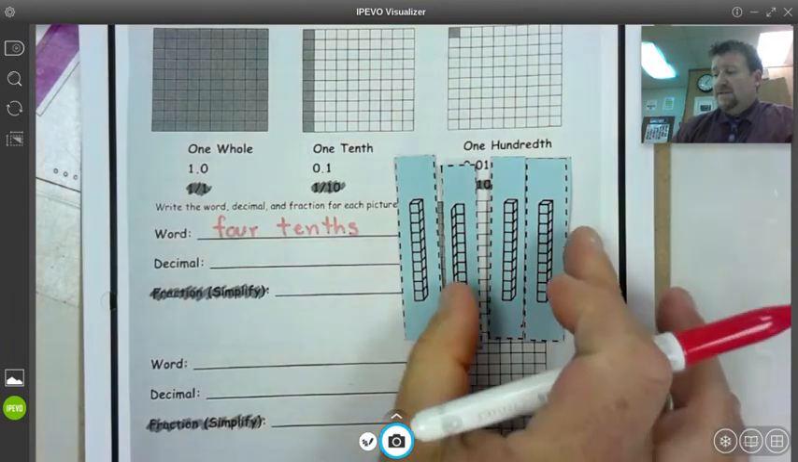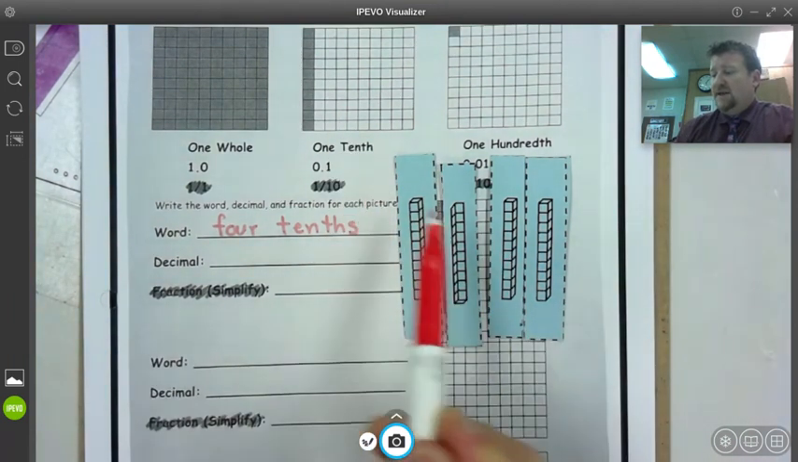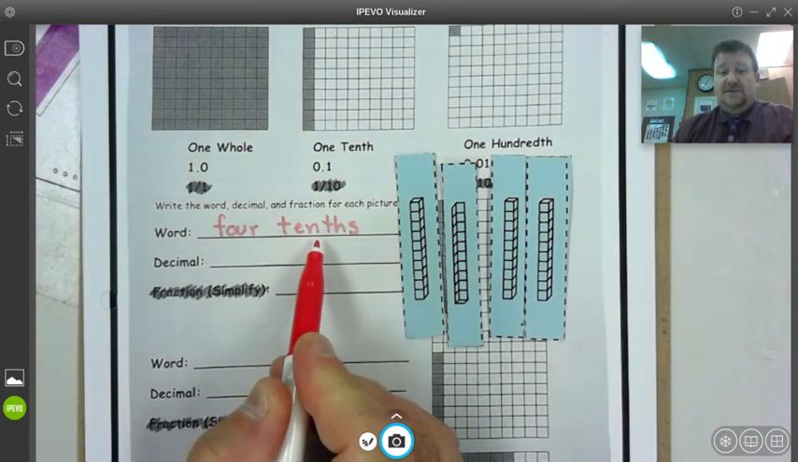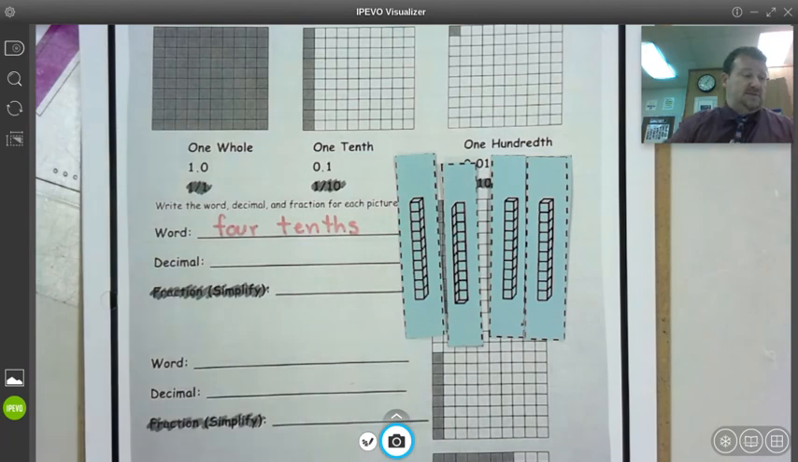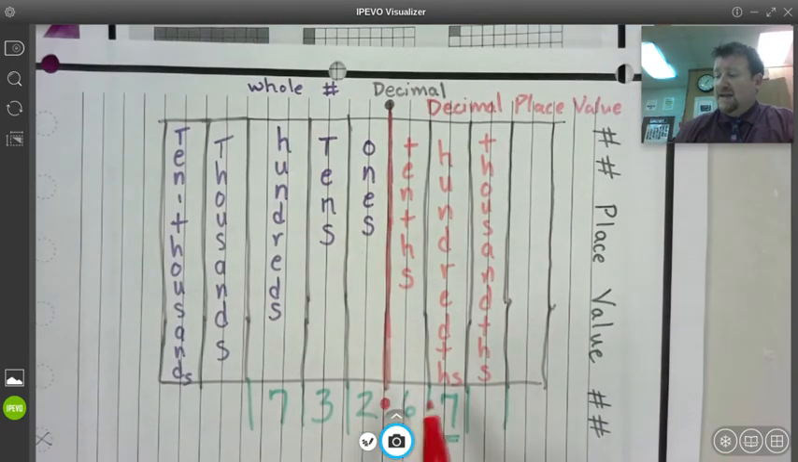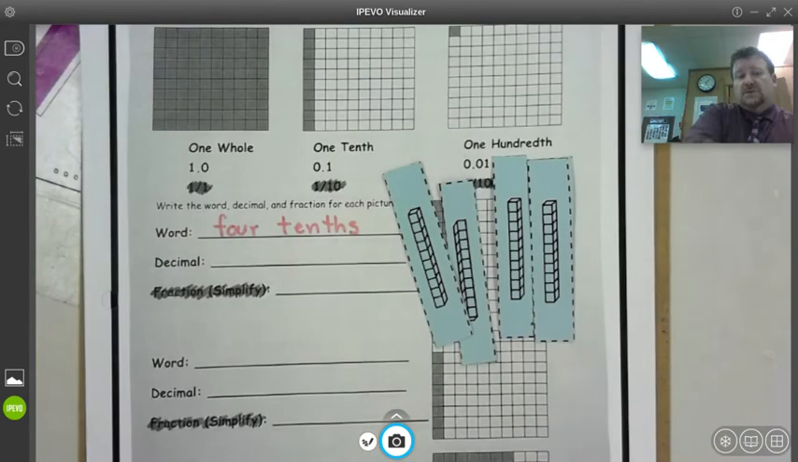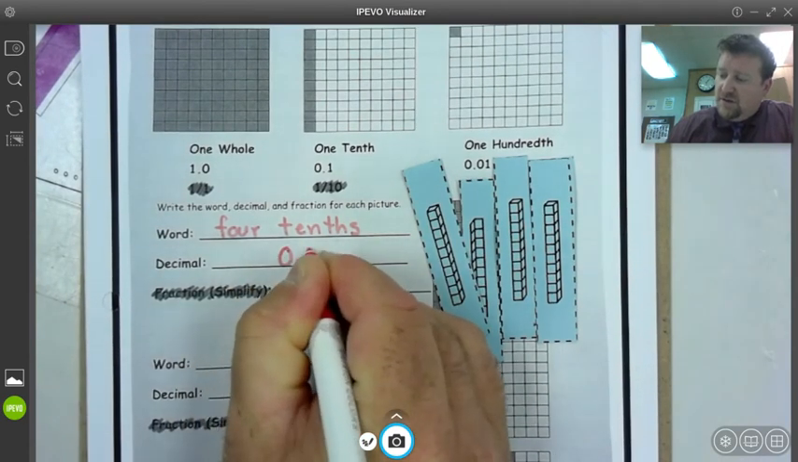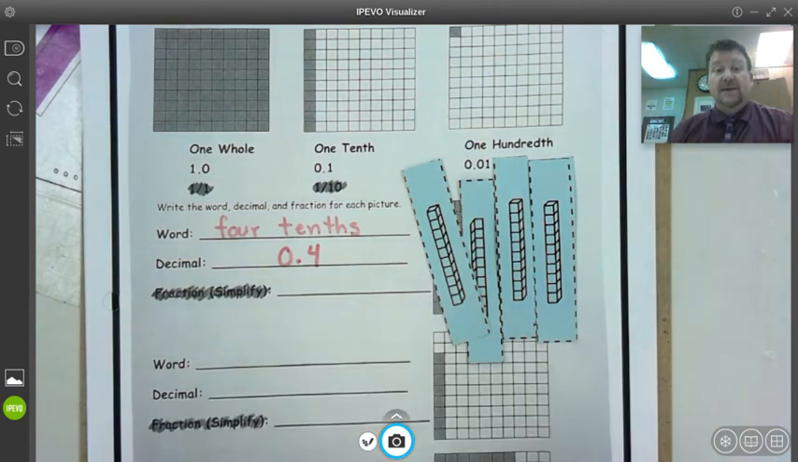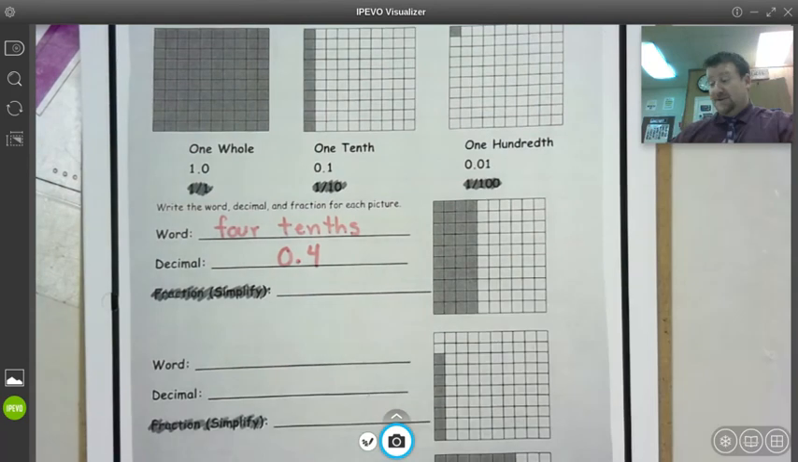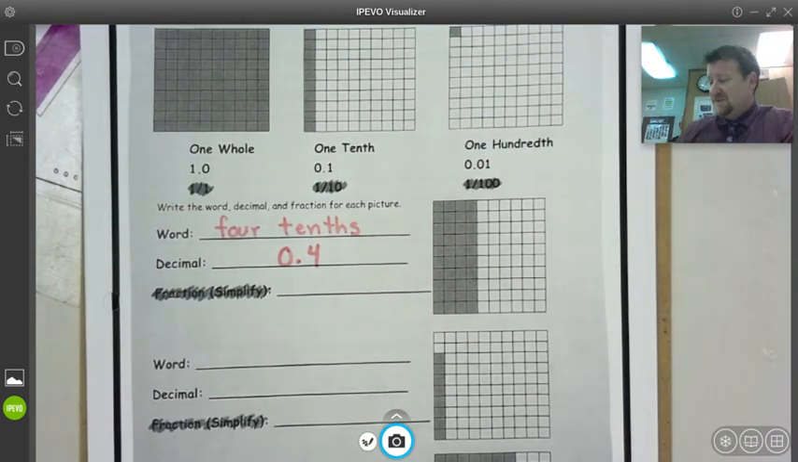Now, when we write this out as a decimal, keep in mind our place value. This means that we need a 4 in the tenths place. If we go back to our decimal chart from earlier, that reminds me that I need a 4 in the tenths place value. But when we write decimals, we never leave the whole number blank. So we have to put our 0 followed by our 4 in the tenths place. Hopefully that makes sense.